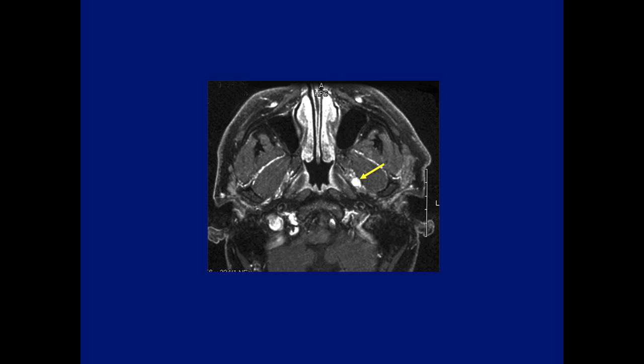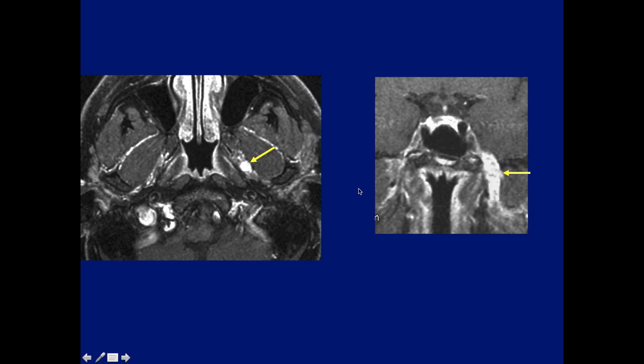Okay, what am I showing here? Correct. As Ben says, an enlarged foramen ovale with markedly abnormal enhancement. And here's the cause of it. Again, a large enhancing mandibular nerve going through the foramen ovale. And we should be able to identify it on the axial plane.